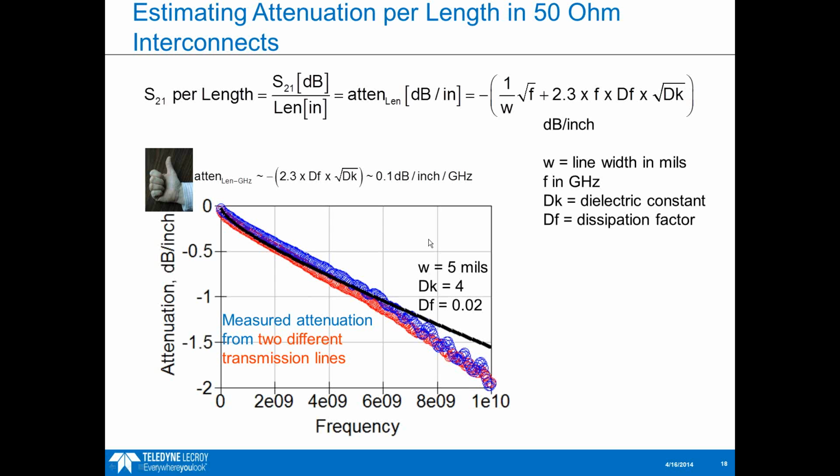So the loss should be, you'll notice, fairly linear in dB here. So as you look at the S21 plot in dB, it should be fairly linear. If it's not, you're probably seeing some effects from the return loss or from coupling or radiation or crosstalk.